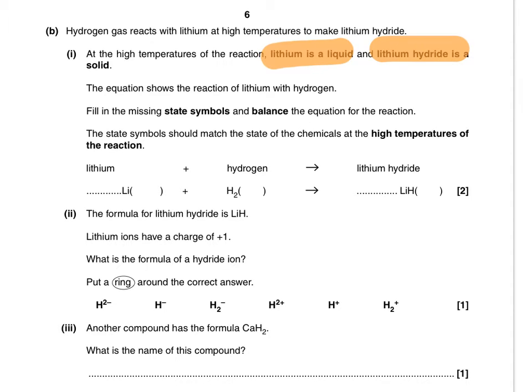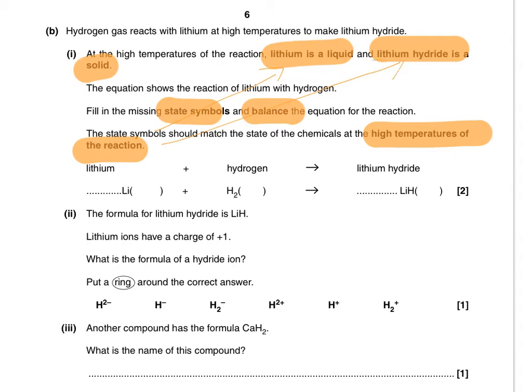The equation shows the reaction of lithium with hydrogen. Fill in the missing state symbols and balance the equation for the reaction. The state symbols should match the state of the chemicals at the high temperatures of this reaction. So, i.e. this.